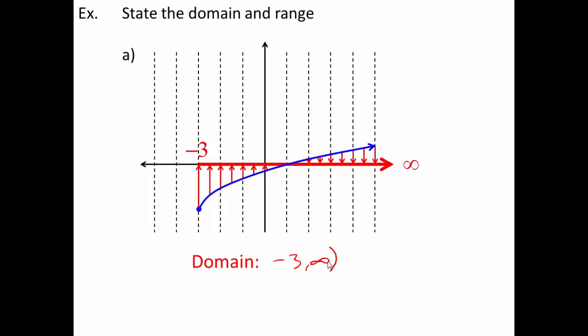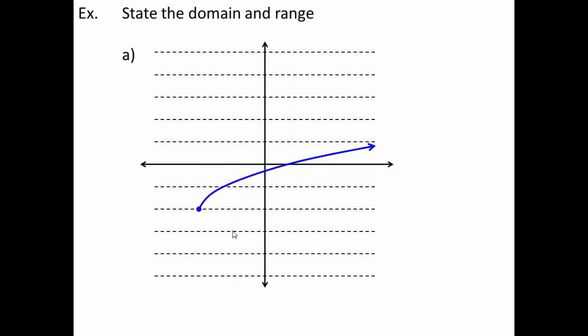Now remember, we always put a parenthesis on infinity. At -3, we have to make a decision: should it be a bracket or a parenthesis? The fact that it does actually get to x equals -3 means that we will use a bracket. So our domain of this function would be the interval from -3 to infinity, including the -3.